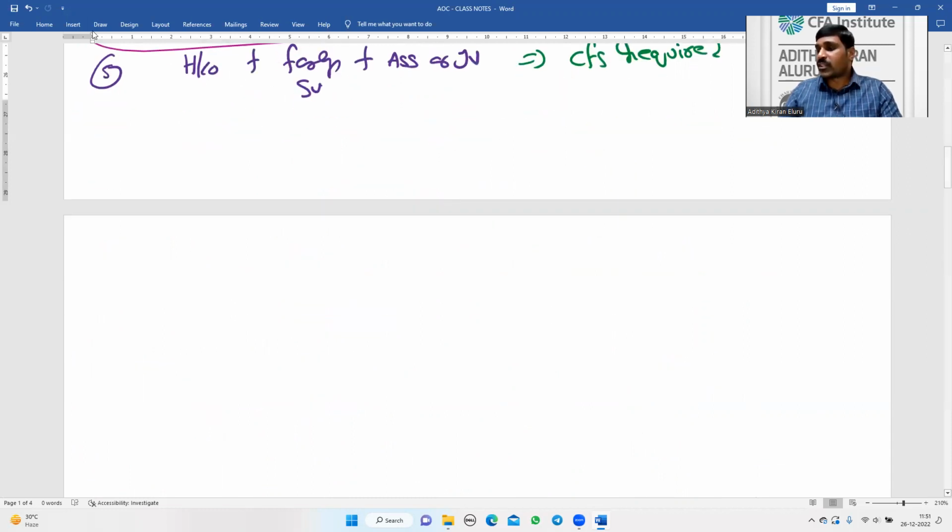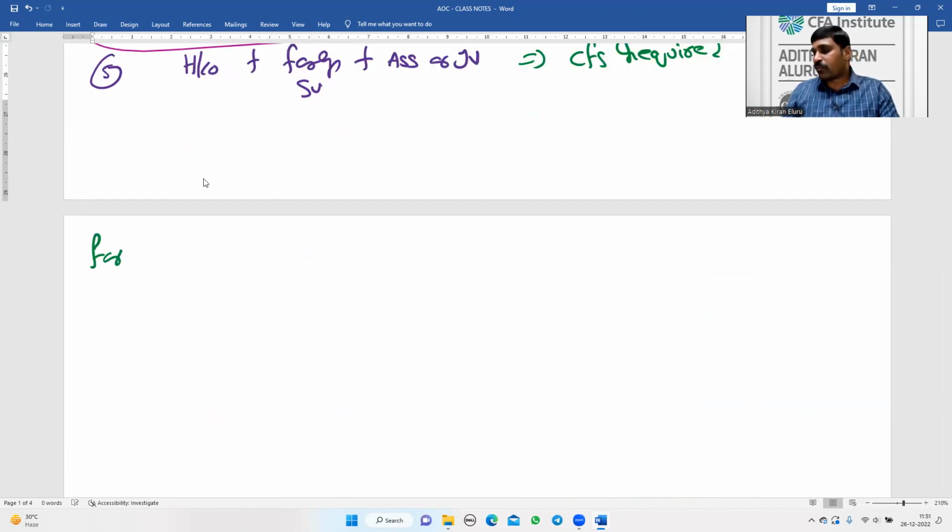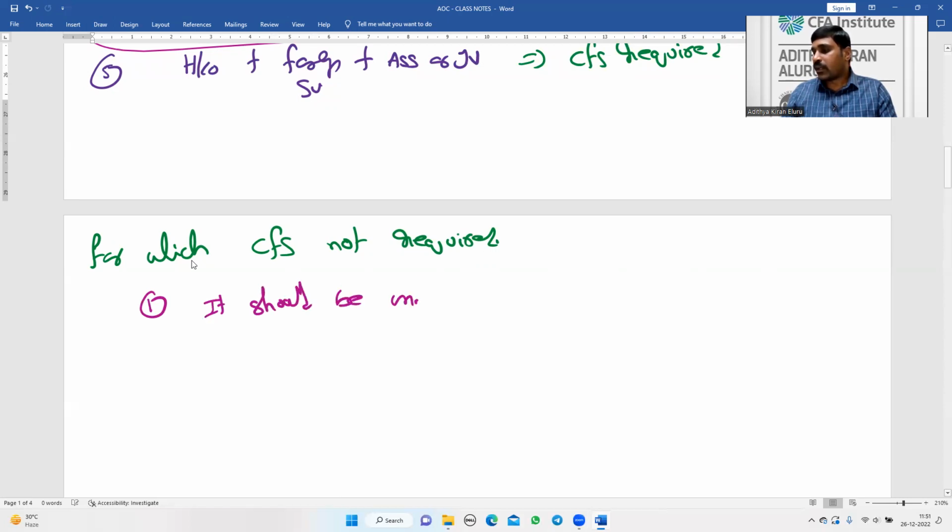Next, when is consolidated financial statements not required? For which companies are consolidated financial statements not required? Okay, so first thing, it should be an unlisted company.